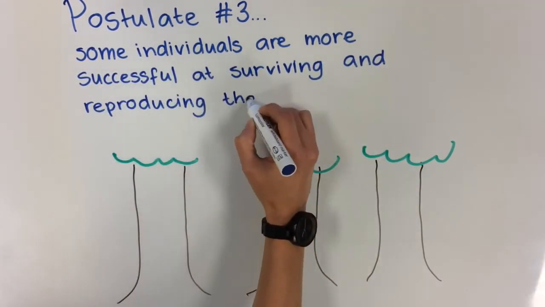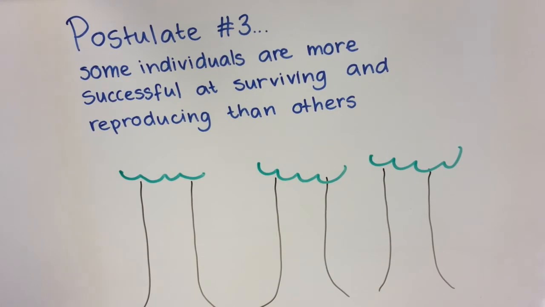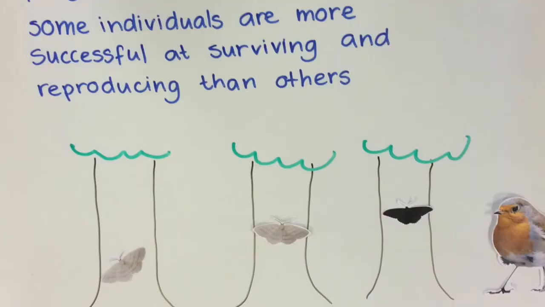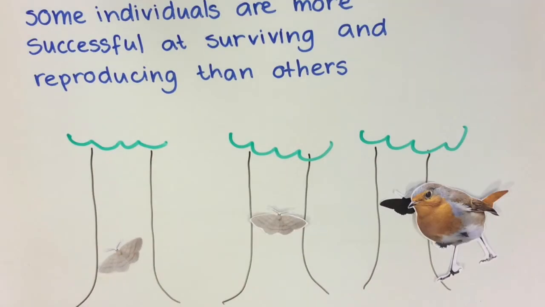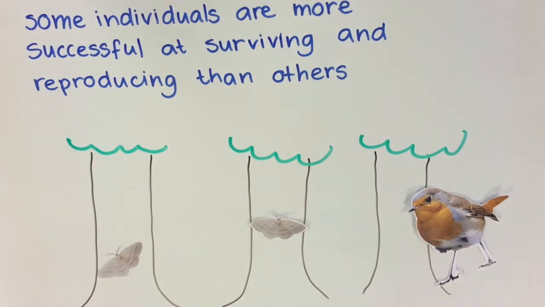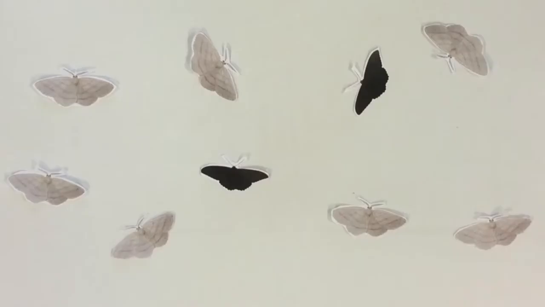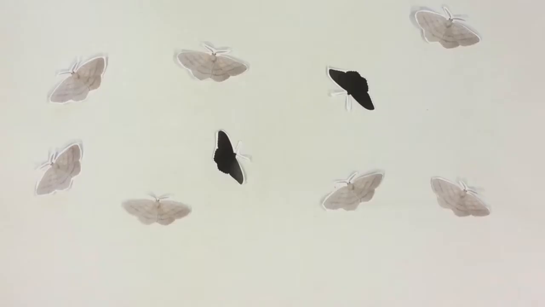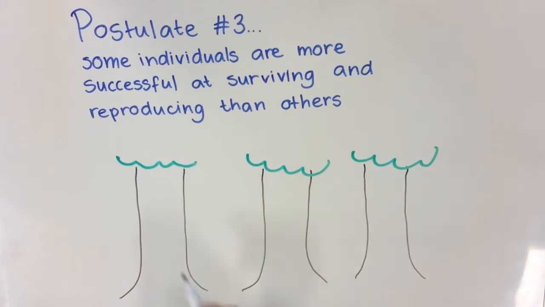The third postulate is that some individuals are more successful at surviving and reproducing than others. The moths used to live in a habitat full of light-coloured trees, in which the light-coloured moths blended in really well, as you can see here. This gave the light-coloured moths an advantage, as they were better at hiding from predators like birds, so the light-coloured moths had a better chance of survival. The dark-coloured moths, however, were more easily spotted and eaten by birds, reducing their chance of survival. Because light-coloured moths had a better chance of survival, they were more common in the population.